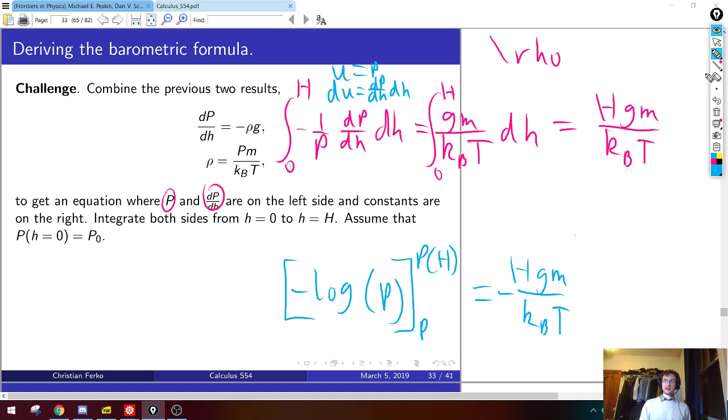Actually, I'm going to put the minus on the right because I like that better. But anyway, go on. So we have log of P(h) over P0 equals negative Mgh over kBT, where I simplified using log rules. Good. So log of P(h), I should have called that P0, sorry. Well, yeah, P0, apologies. No, that's my fault. I wrote the wrong thing.